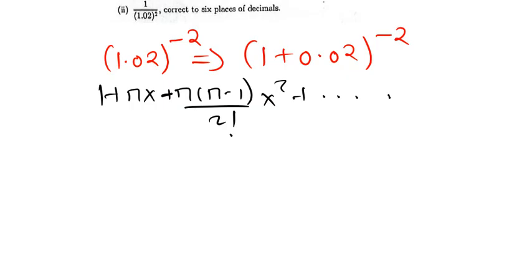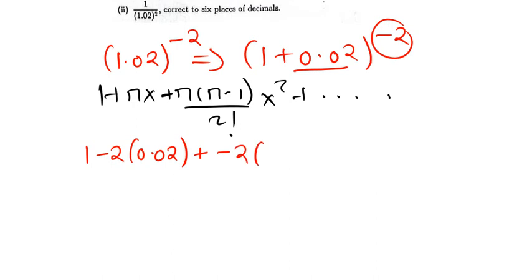Yeah, so how do we proceed from here? We have 1 plus our value of n, which in this case is negative 2, so we have negative 2. Our x is this part, that's 0.02, negative 2 minus 1 over 2 factorial. x squared is 0.02 squared.